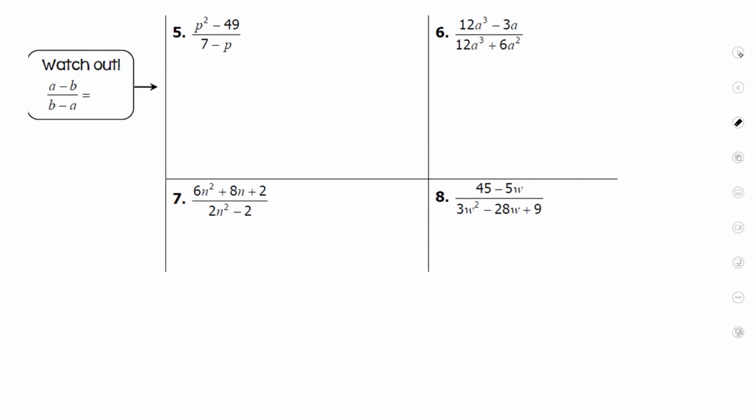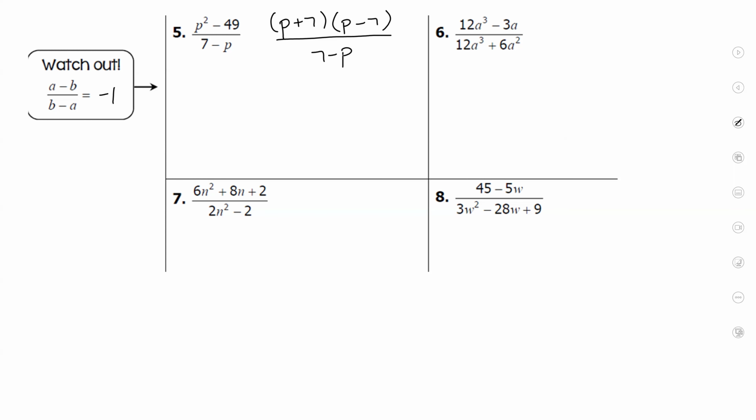Let's talk about these type. Let's go ahead, because we have a little note here. Whenever you see something like this, it will equal negative 1. And I'll show you why. Let's go ahead and factor number 5. What will the numerator be? Yes, p plus 7 and p minus 7. And then you have 7 minus p in the denominator.